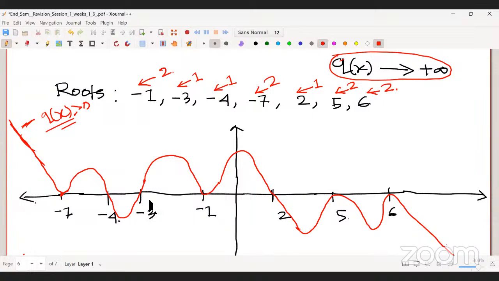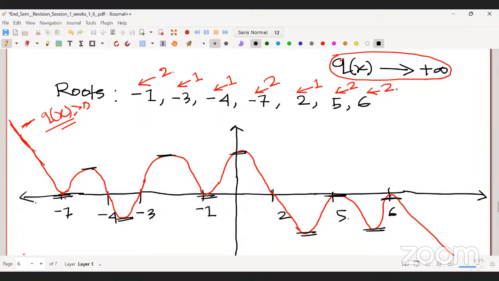Now can you tell me the number of turning points? 10. 10, right? So 1, 2, 3, 4, 5, 6, 7, 8, 9, 10. Yes, 10, done.